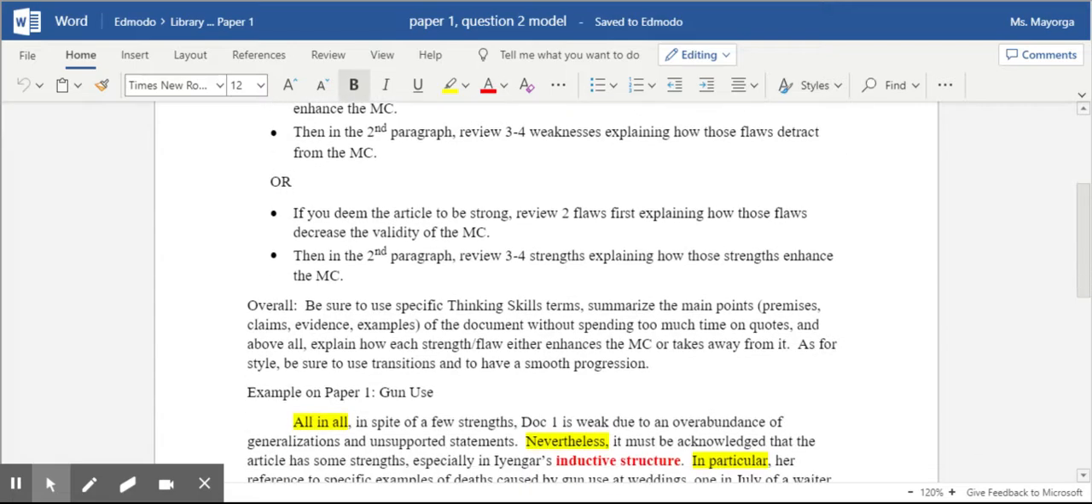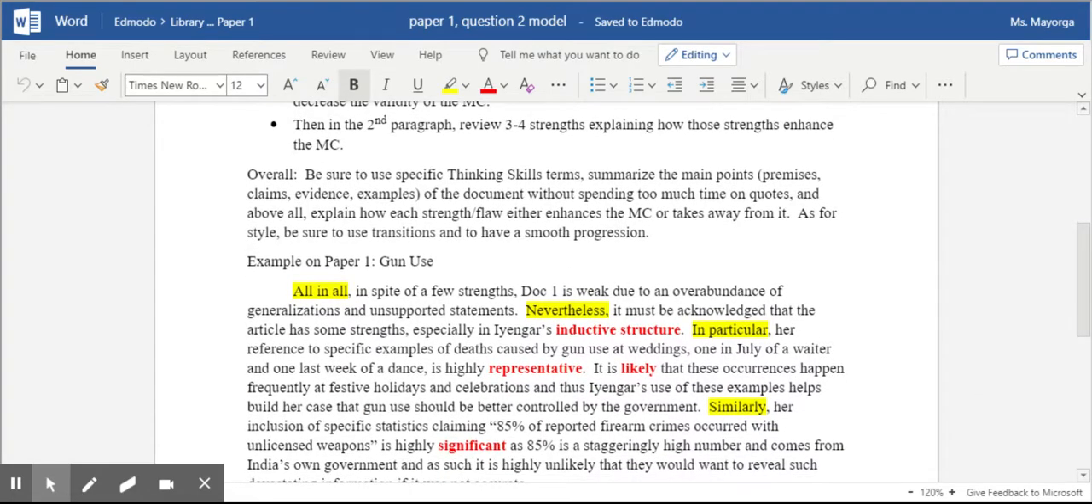Summarize the main points. Don't ever waste too much time quoting long sentences. Keep it brief. Your focus has to be on explaining how each strength or each flaw enhances the MC, builds up the case for why we should believe the author, or when it's a flaw, how it detracts from the MC, because now the reader's left to question whether or not we can believe this.